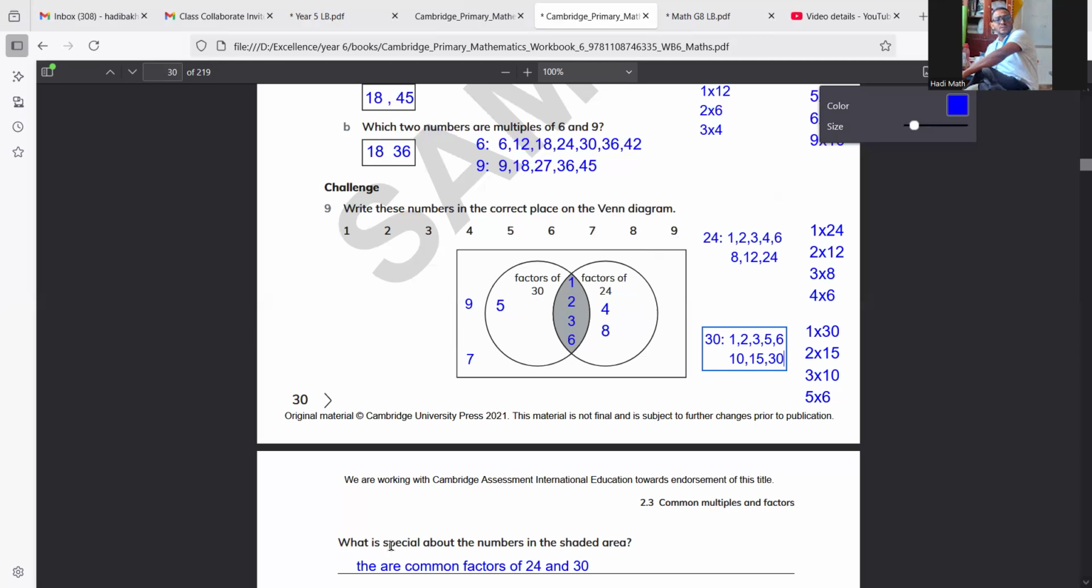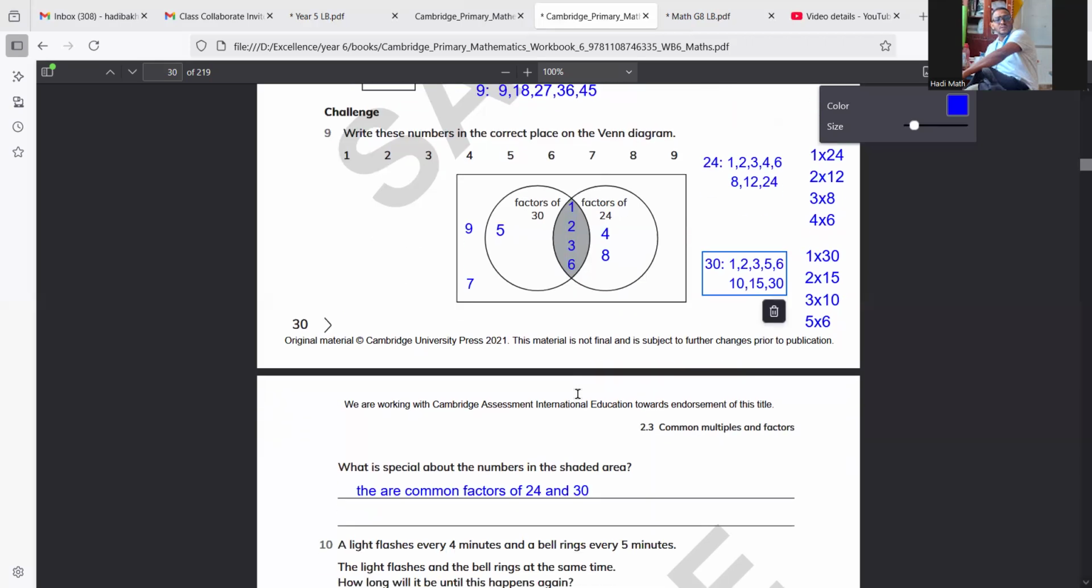They ask you what is special about the numbers in the shaded part. What is special about the numbers in the shaded part here is that they are common factors of 24 and 30. They belong to both of them. This is what is special about them.